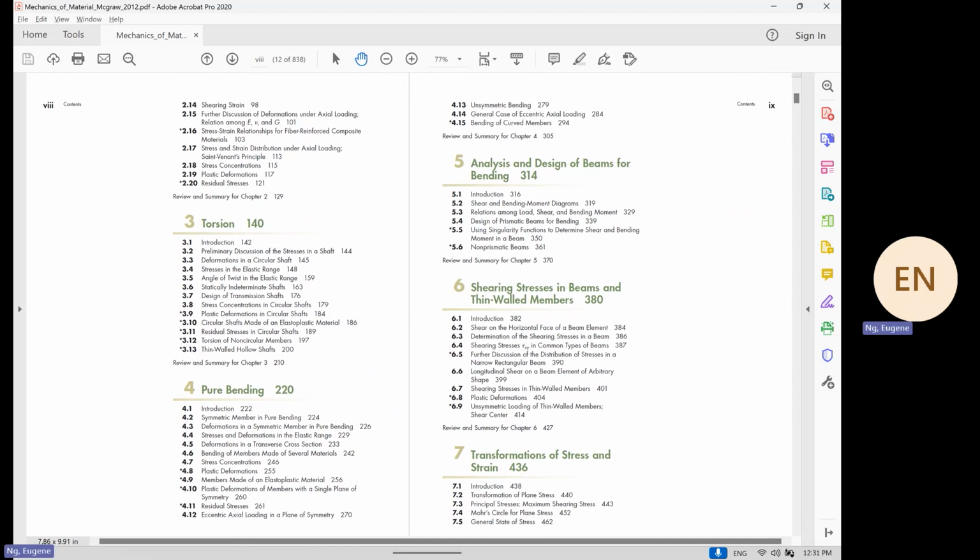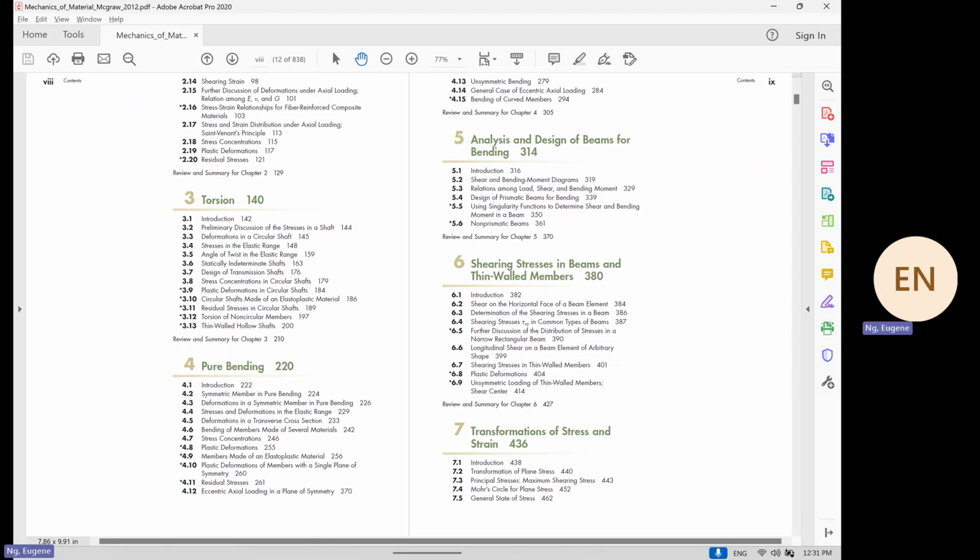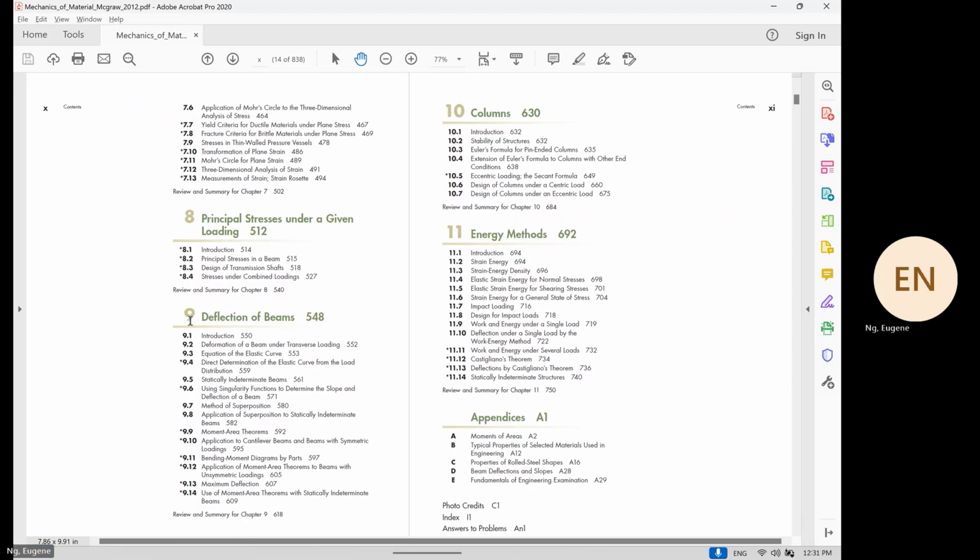Then you have analysis and design of beams for bending. That's where you look at your shear force and bending moment diagram. Then you have shearing stress in beams and thin wall members. You were not taught thin wall members because of time. Transformation of stress and strain, you have not done it yet, which will be covered in this course. Principal stresses under given loading will be covered in this course. Deflection of beams, you have not done it.